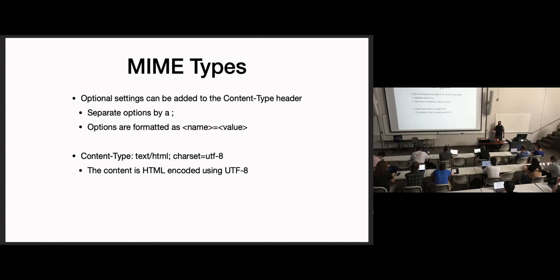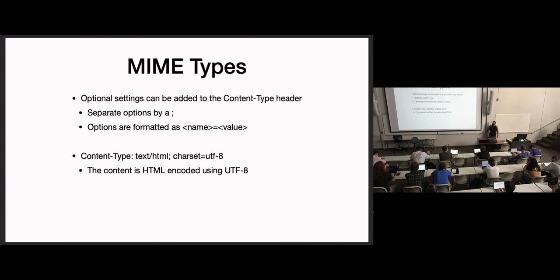We can also have extra information in the MIME type. Very commonly, specifying the charset. If you have a text type, specifying which charset is used to encode this can be the difference between the browser rendering your text properly and not. Especially when we get to UTF-8, objective 4, you want to make sure that the browser knows that's UTF-8 encoded text.